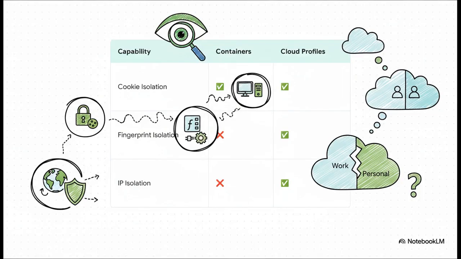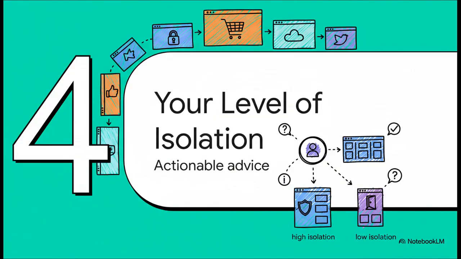Just look at this table. See, while containers are amazing for isolating cookies, they do absolutely nothing for what's called fingerprint or IP isolation. Websites can still figure out it's you based on a unique combination of details, like your screen size, your fonts, your plugins. So here's the bottom line. Even with containers, a smart website can still see that your work account and your personal account are coming from the very same computer.